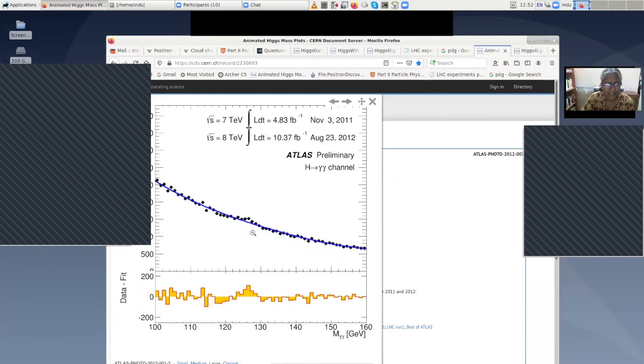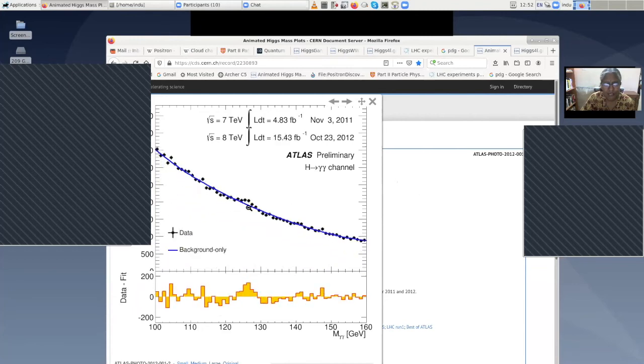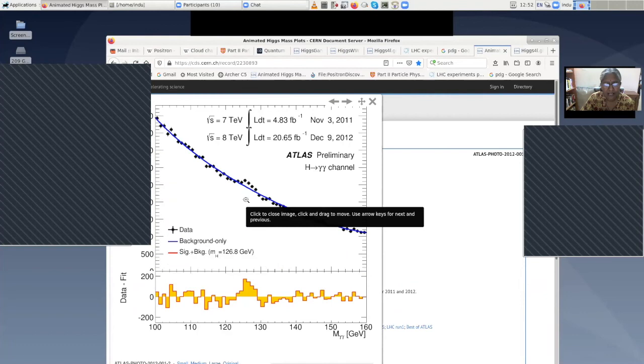See, now you can see this is 125. See how the signal is finally showing up after 1 year of data, okay? This is exactly 1 year of data. And this is when they finally announced the Higgs discovery, 126.8. This is the excess. Nice, right? You can see this is how the data is taken.